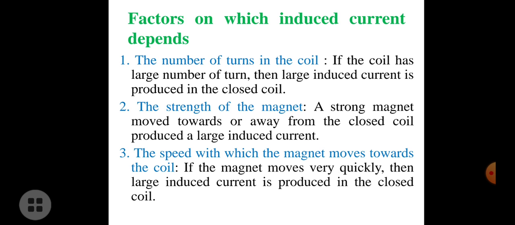Factors on which induced current depends. Number 1, the number of turns in a coil. Number 2, the strength of the magnet. And number 3, the speed with which the magnet moves towards the coil. The more the number of turns, the more the induced current in the circuit. We can say these are directly proportional. The stronger the magnet we take, the more the induced current. And if the magnet moves very quickly, meaning the more the speed of the magnet, the larger the induced current in the closed coil.